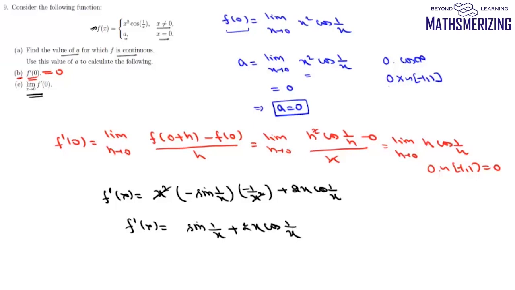Now if we take this limit x tends to 0, this is again 0 into cos infinity, so it will be 0. But here we'll get sine infinity, which is an oscillating value from minus 1 to 1. So in this case, this limit does not exist. So this is how we solve such questions.